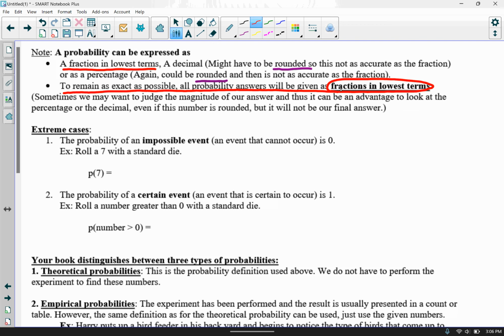All right, so let's move down to a couple of extreme cases. The first one is an impossible event. The impossible event means the event can't happen. So its probability has to be equal to 0. The example that I gave you was rolling a 7 on a standard die.